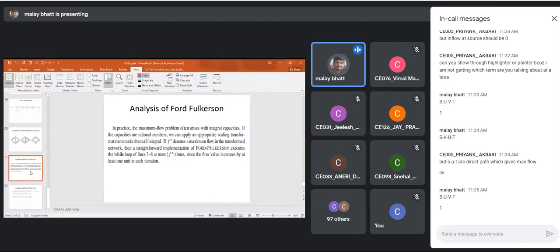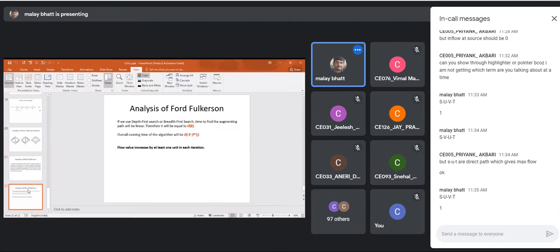So if we consider the total time complexity of this Ford-Fulkerson algorithm, then if we use depth first search or breadth first search, the time to find the augmenting path will be linear. It will always be linear. Therefore, it will be equal to O(E), because sometimes your path will include all the edges of the graph. The augmenting path will include all the edges from the source node to the terminal node. So the time is equal to O(E), the number of edges in the graph.